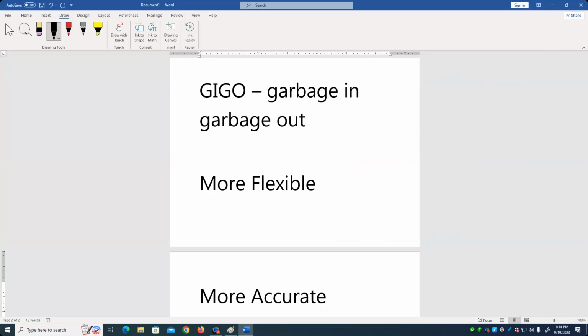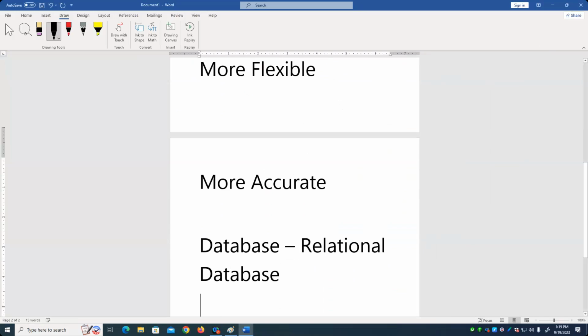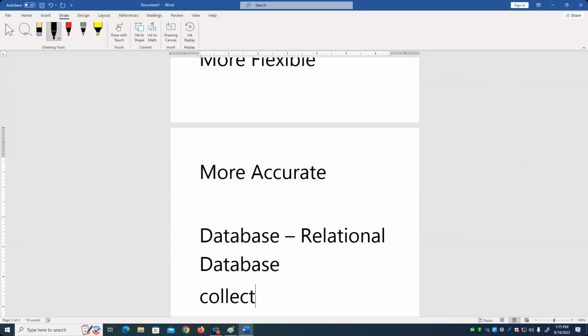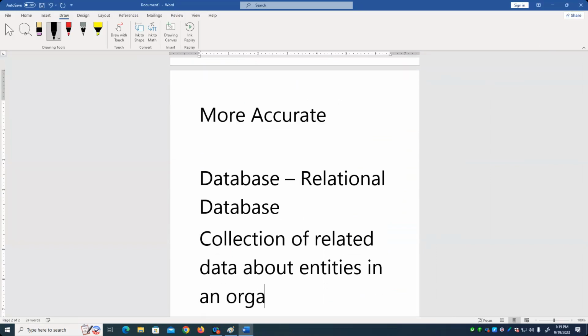So that's sort of the whole idea of databases. And I've been talking about databases, and I haven't defined it yet. And you can probably find a million different definitions of databases. I would define a database, which is sort of short for relational database, as a collection of related data about entities in an organization.